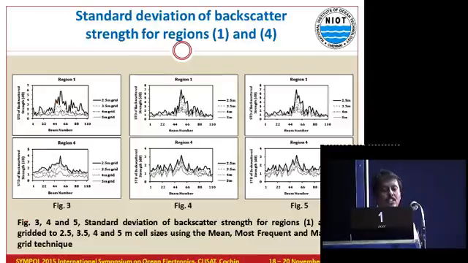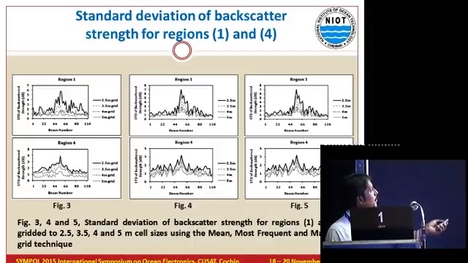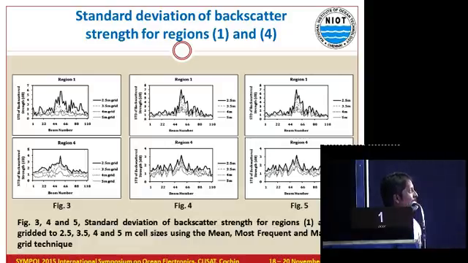Here I am showing the results of the grid cell size for three grid methods. The first one, figure 3, is showing the mean method, figure 4 is using most frequent, and figure 5 is for the maximum grid method.